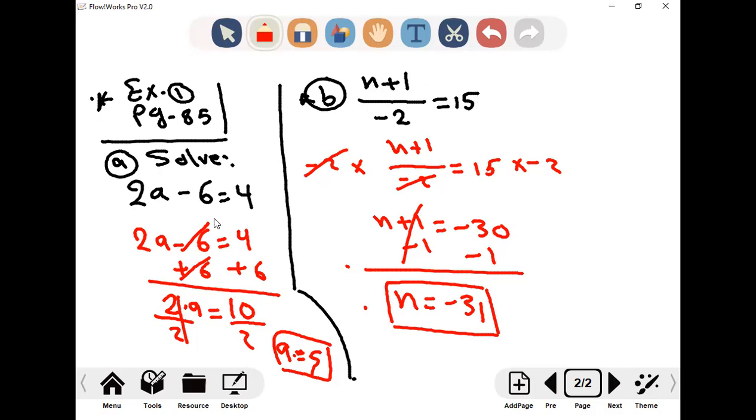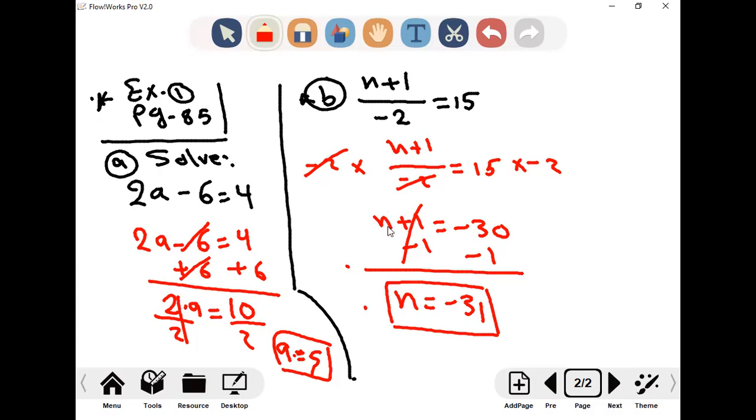This is not exactly like this. This is direct two-step equations. Ready? Get rid of the subtraction, then divide. But here I have a fraction. It has many ways, but it's easier for us to get rid of this fraction. How? By multiplying both sides by negative 2. If we have division and we need to get rid of it, we multiply.